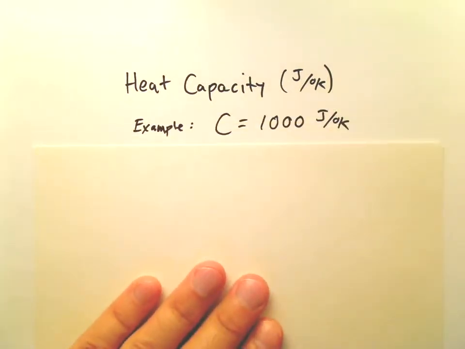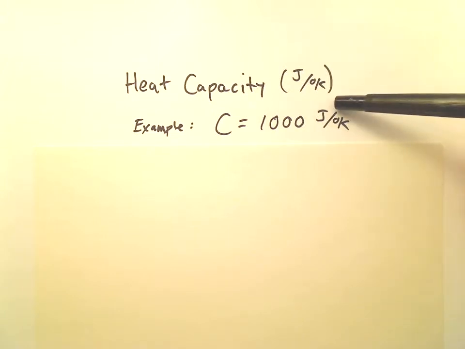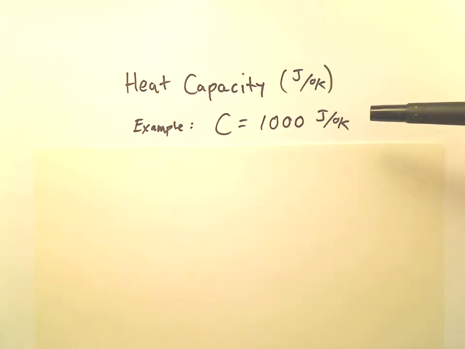Suppose we've got an object that has a heat capacity of 1,000 joules per degree Kelvin. What does that mean really? Well, this is just a conversion ratio that converts between joules and kelvins. You can think of the Kelvin unit as being essentially an energy unit, just like joules is an energy unit. And just like you can convert from feet to meters or gallons to liters, you can convert between kelvins and joules.